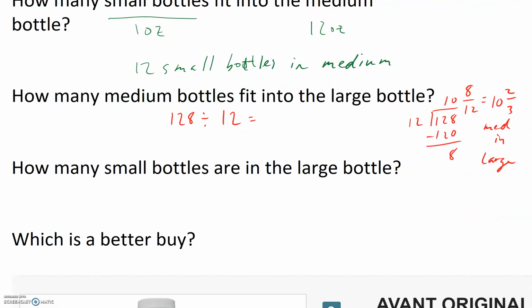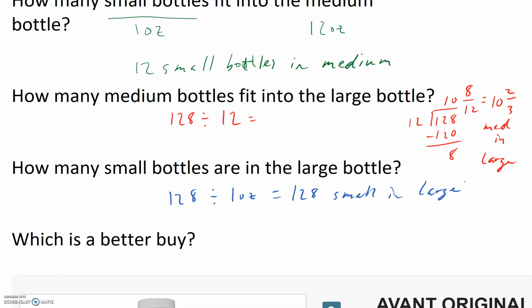How many small bottles are in a large bottle? Now this one, oh, that's okay. It's good for us. So there's 128 ounces in a gallon divided by 1 ounce, right? There's 128 of those small bottles in a large.